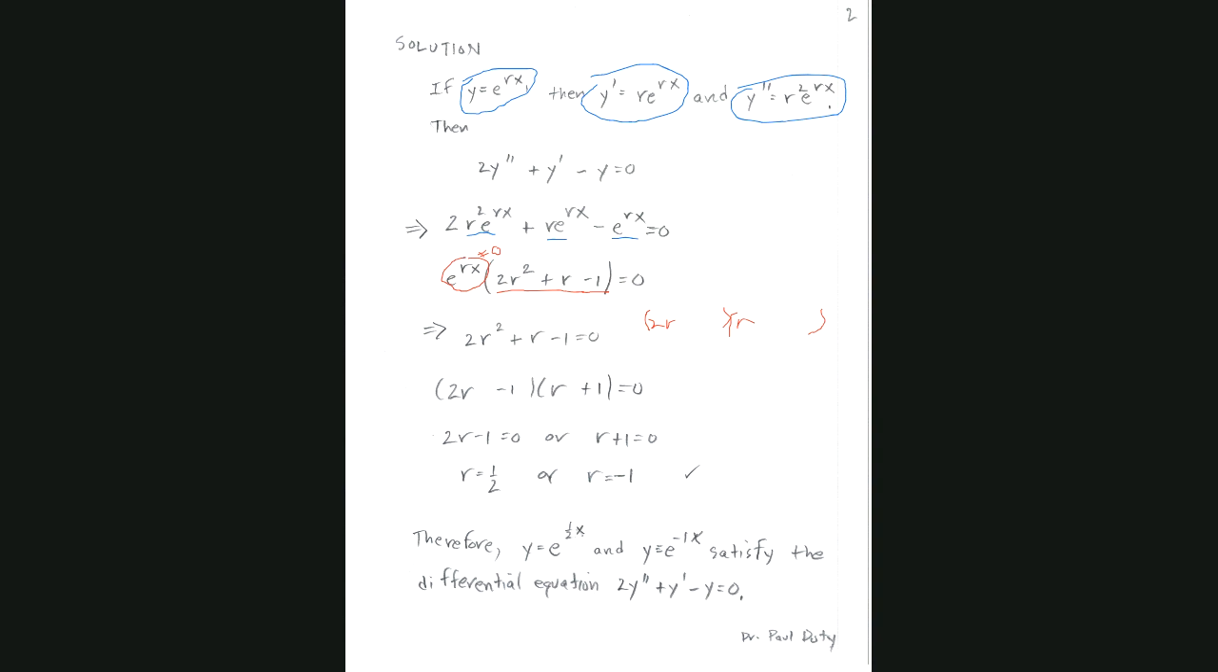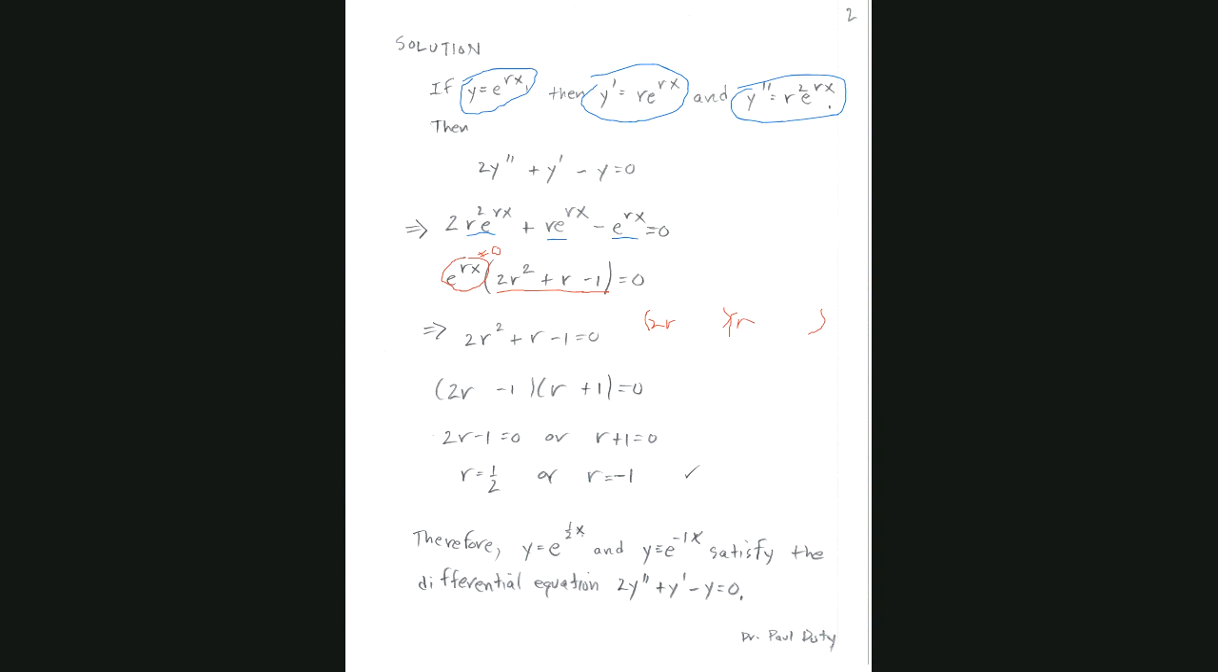What are the factors? Looking good, looking good. Yes, thank you. Those are your factors: 2r minus 1 times r plus 1. If you multiply those two factors using FOIL, you'll get this back.